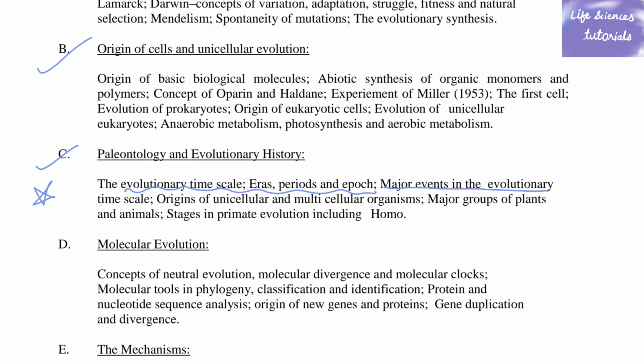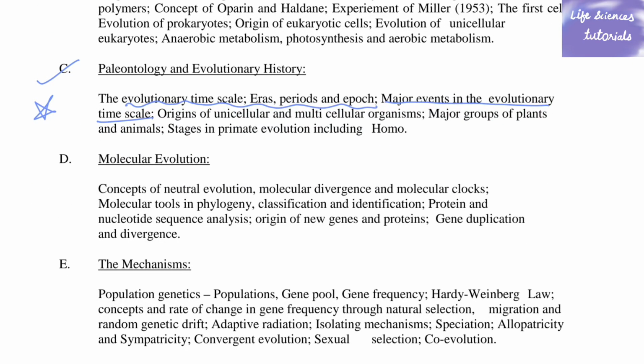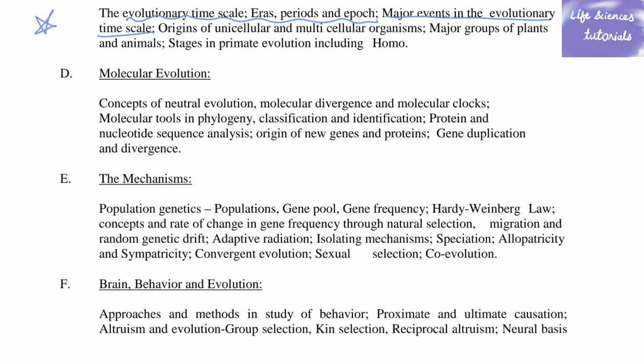And major events in evolution. Like when fishes evolved, when was the golden age of fishes or amphibians and whatever some plants. Very important. These are direct questions. So it's like either you know or you don't know. So focus on that. Next, we have molecular evolution. Do a little bit of it because there are some questions on protein and nucleotide sequence analysis, genes. Okay. Next, we have mechanisms.